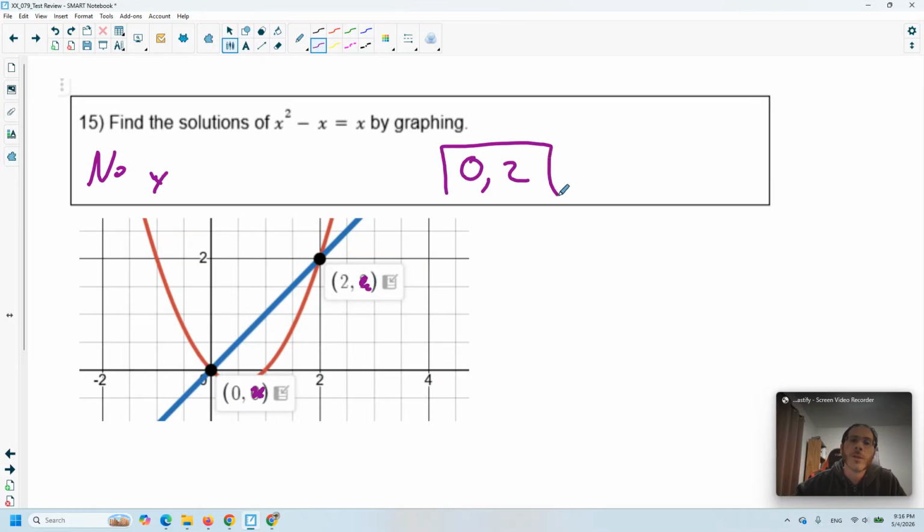And the answers are 0 and 2. So it's not a coordinate point 0, 2. It's just x equals 0 and then x equals 2. So those are the two answers.